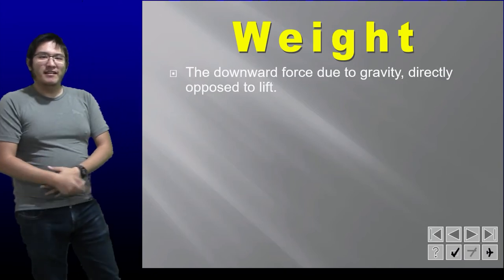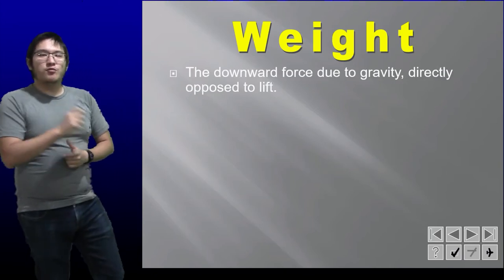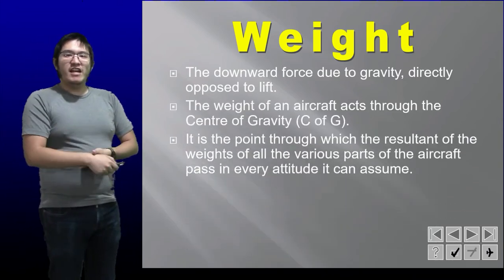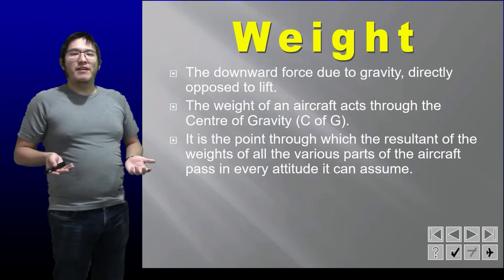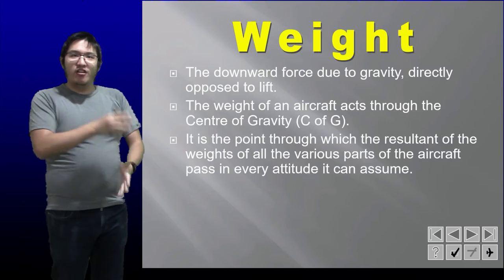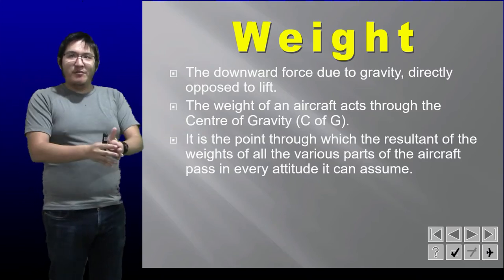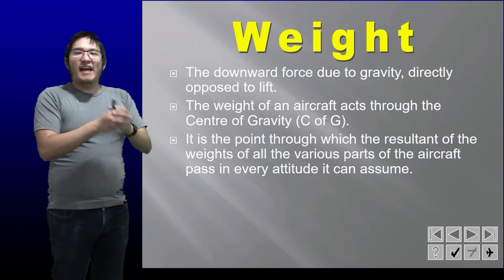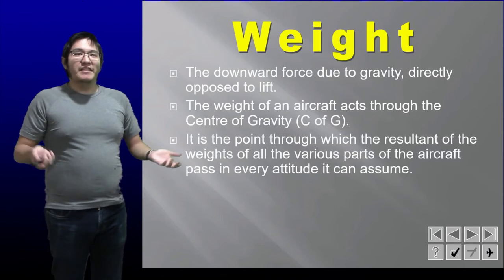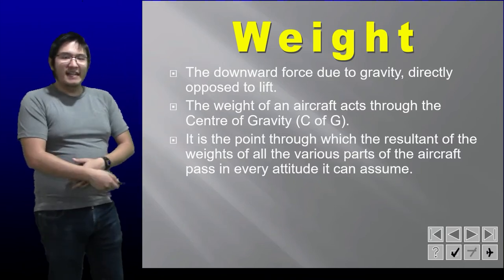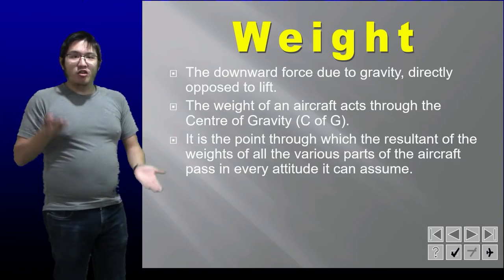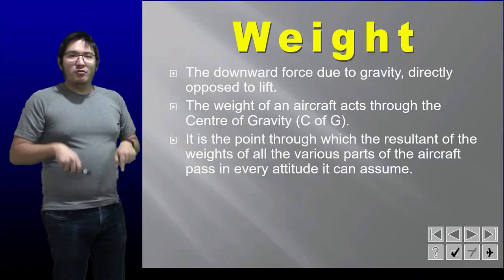Next up, we have weight. Weight is a downwards force due to gravity, directly opposed to lift. The weight of an aircraft acts on what we call the center of gravity. This is the single point where essentially we're adding up all the different weights of all the different parts of the aircraft, and on average, most of the weight capacity acts on this single point. Just makes it easier to measure, like safety limits and load factors. For the purposes of this course though, there might be some confusion between either weight or gravity, but for this course, we'll just call it weight.